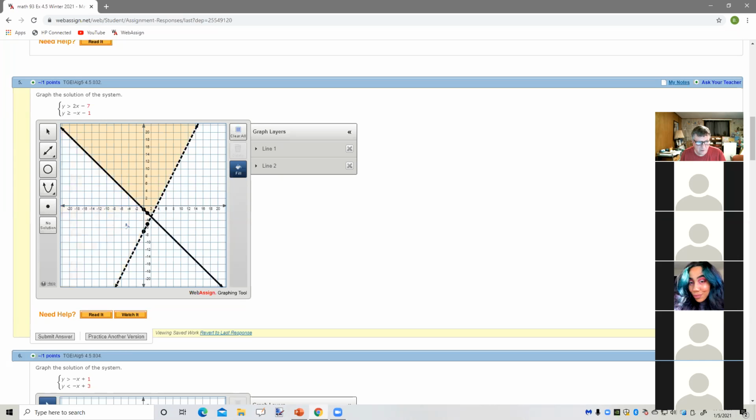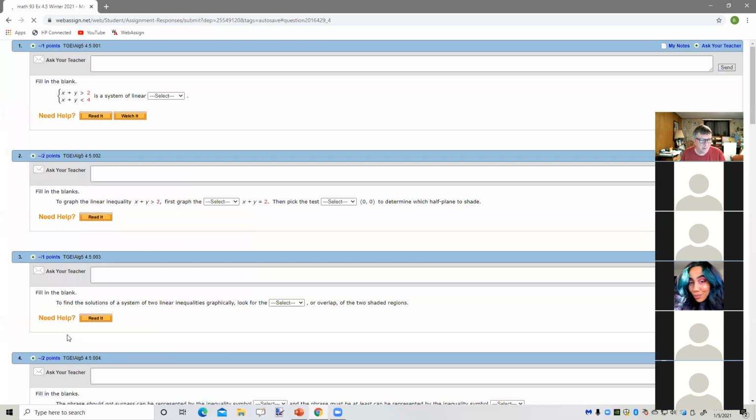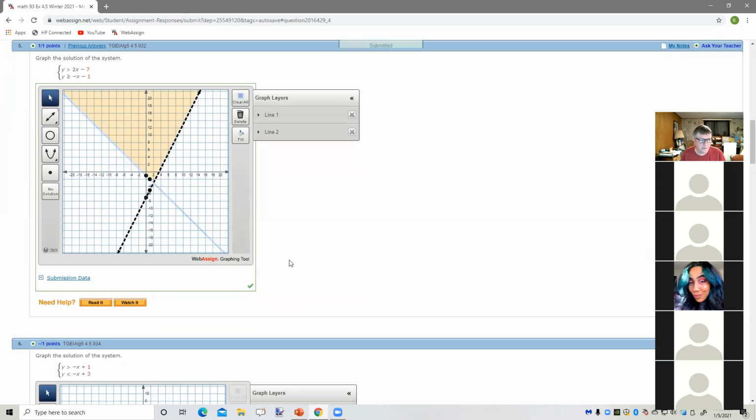So where they overlap would be right here. Did everybody follow that? The first one would be both of those. The second one would be both of those. Where do they overlap? This one here. And then let's submit the answer and see what happens. And there you have it.